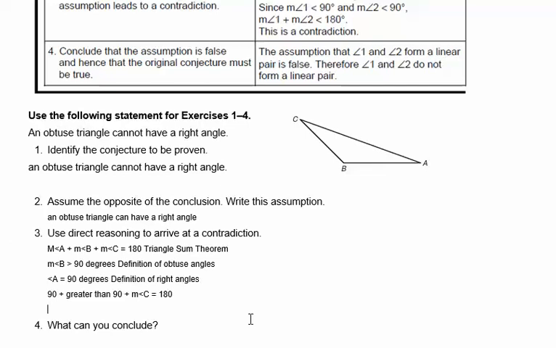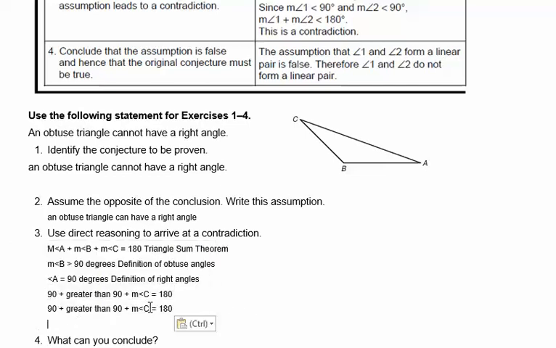So all of this is not going to be possible to equal 180. It's going to be greater than 180. So this is a contradiction because it's not possible to have the three angles in a triangle add up to more than 180 degrees.